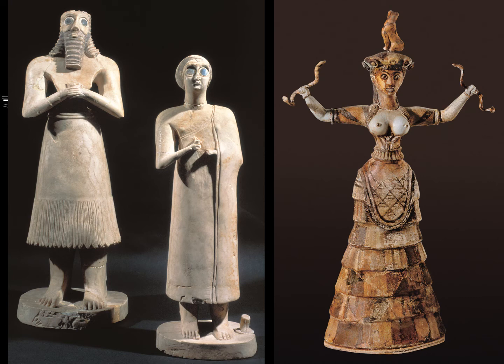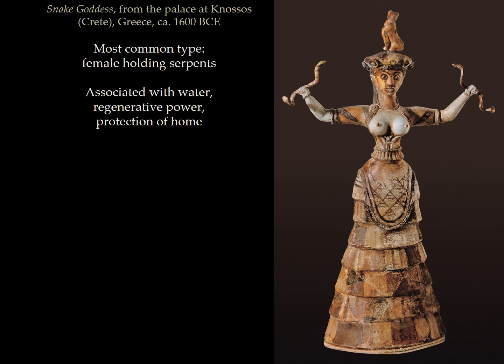She's going to be holding snakes. She has a leopard on her head. And mortals do not generally control wild animals in such a way, so it is believed that this is going to be a water goddess that controls these aspects of life in the wilderness. So this is the most common type of statuette that we find in Minoan civilization, your female holding serpents.